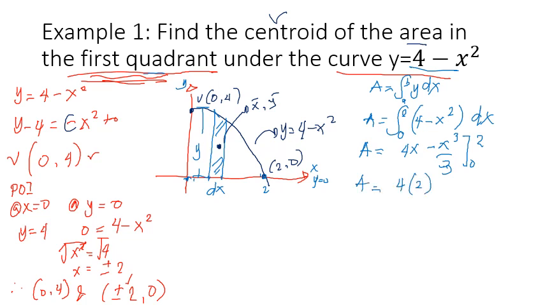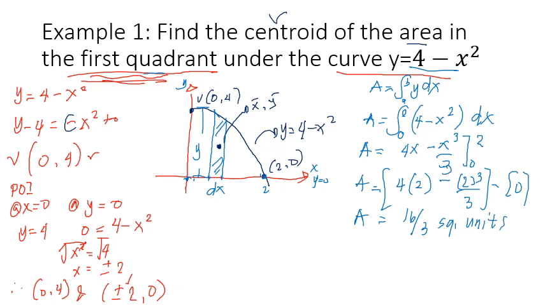So you have 4 times 2 minus 2 raised to 3 all over 3, quantity minus quantity 0, which is equal to 16 all over 3 square units. So therefore, our area is equal to 16 over 3 square units.